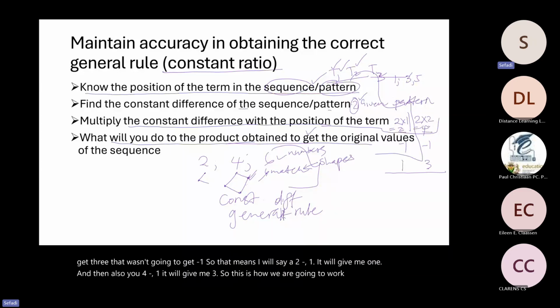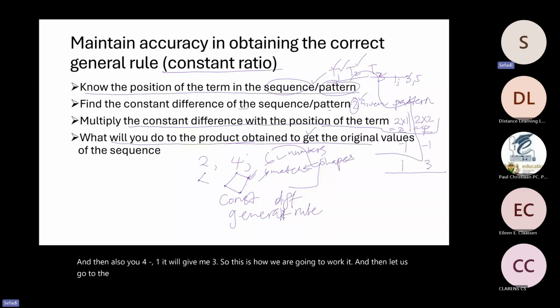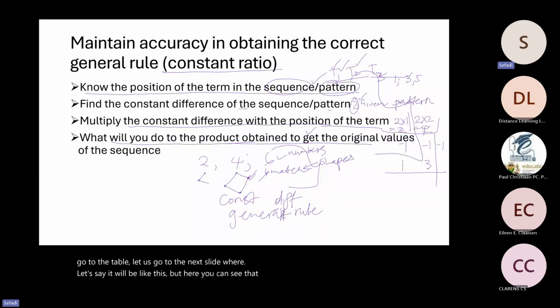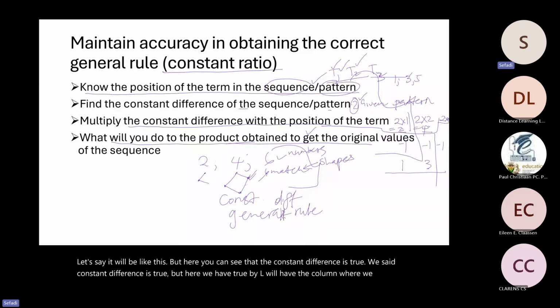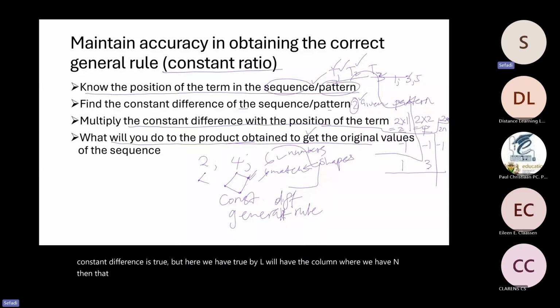And then let us go to the table. Let us go to the next slide where, let's say, it will be like this. But here you can see that the constant difference is 2. We said constant difference is 2, but here we have 2 by n. We'll have the column where we have n. Then that means here is going to give you 2n. Then 2n minus 1 is going to be like this, 2n minus 1. That is where you will say, this is my general rule. But let us go to them. I've prepared the next slide.